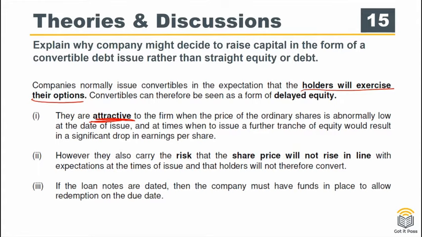However, there is also a risk. The share price will not rise in line with expectation at the time of the issue, and the holders will therefore not convert. So why is it attractive? Because when the convertible bonds are issued, the company has a lot of projects to invest in, and a lot of prospective future gains will be shared with the shareholders.